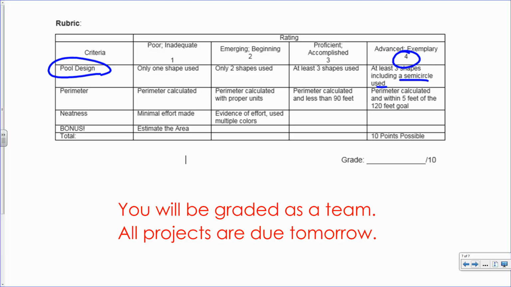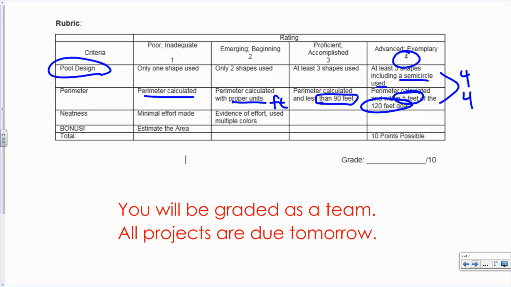Okay? Then for perimeter, if you calculate the perimeter, you get a point. If you use proper units, remember we're talking about feet, maybe write that in there. And then if you calculate it and it's less than 90 feet, you're only going to get a 3. But if it's close to 120 feet, within 5 feet, that's our goal, within 5 feet of 120 feet, then you'll get full credit. So that's 8 points right there, 4 for this and 4 for this.